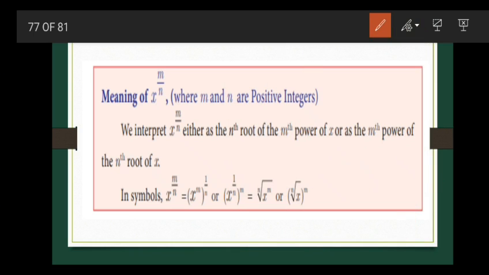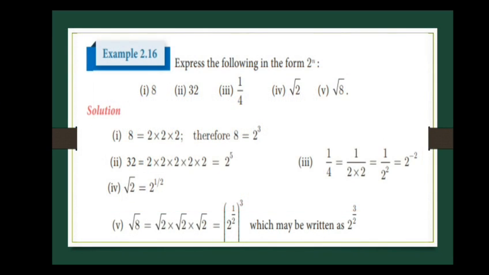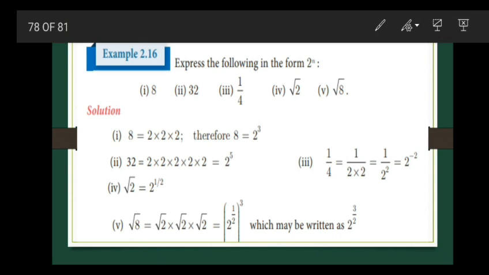Okay, so we have to understand this also. So when we have a number x power m by n, which is equal to mth power of nth root of x, or nth root of x power m, both are equivalent. Okay. Now we will solve example problem. Express the following in the form 2 power n. So we have to express everything here in the form 2 power n.